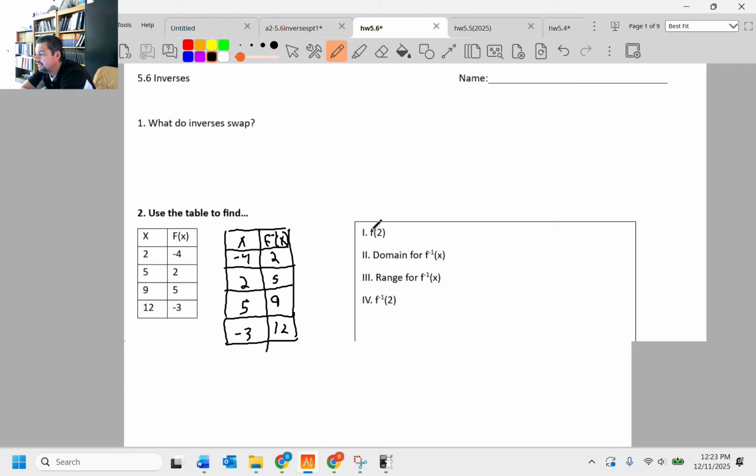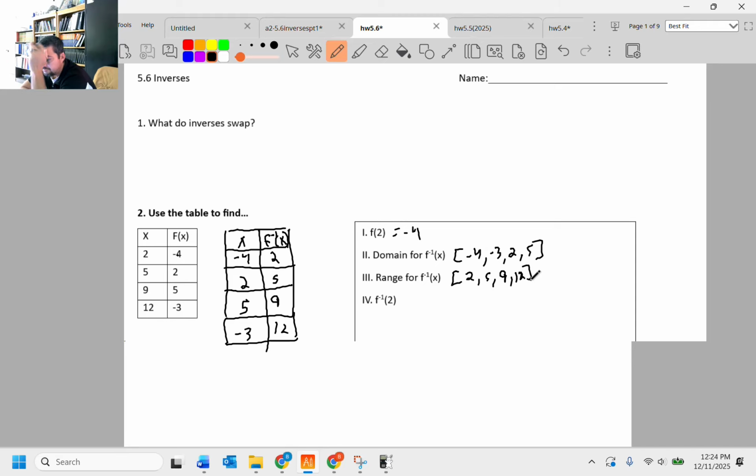Okay, now find f of 2. So when x is 2, the f of 2 value is -4. We should be able to do that. The domain for the inverse. Okay, so the domain for the inverse is going to be all of these y values, or since I did it, all of these x values from lowest to highest: -4, -3, 2, and 5. The range for the inverse, well, that would be these values right here. And they're actually already in increasing order. That's kind of cool. 2, 5, 9, 12.